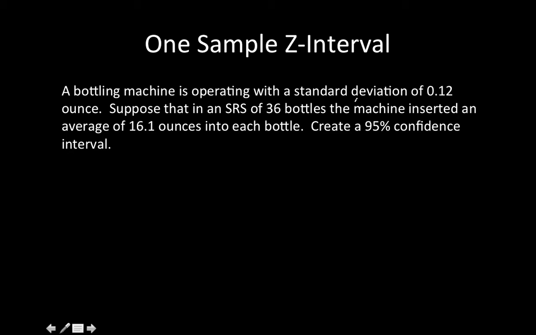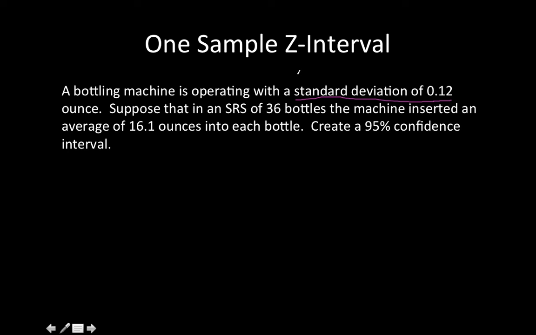So the first thing you have to notice is that we are given the population standard deviation here, and it's given to be 0.12. And this is important because this means that it is appropriate to use a Z interval. We only use a T interval when we are given the standard deviation of the sample and we are using that to estimate the standard deviation of the population. But since it is so rare that we will actually be given the population standard deviation, we usually use T intervals, but for this case, we're just going to teach you how to calculate one sample Z interval.